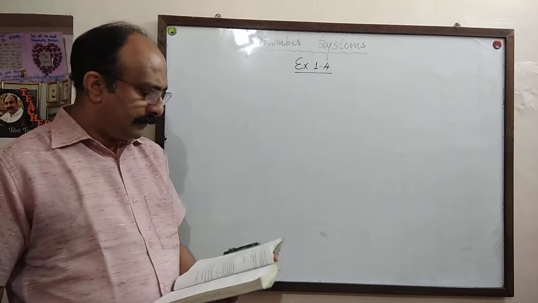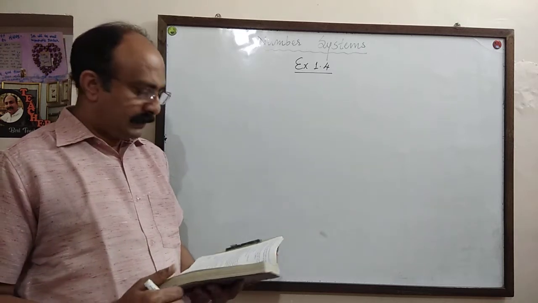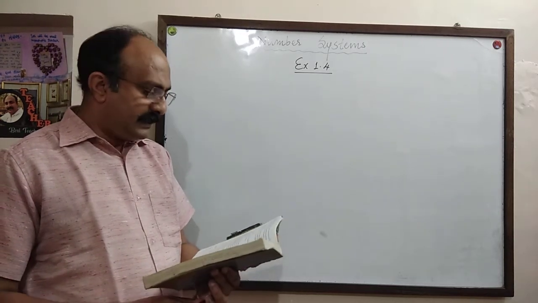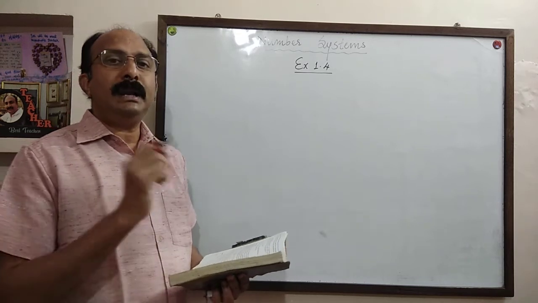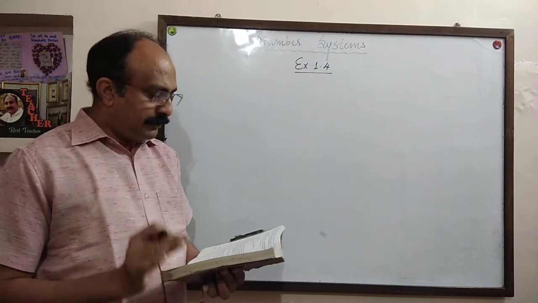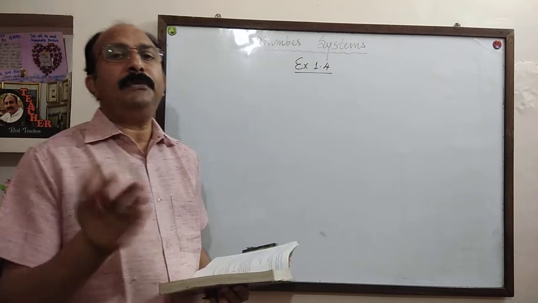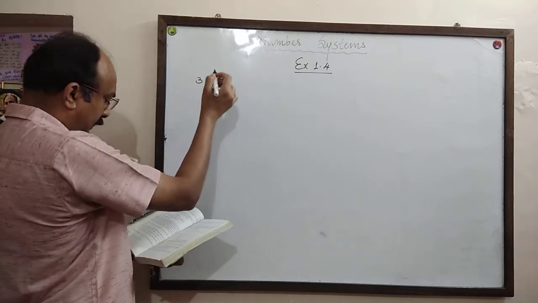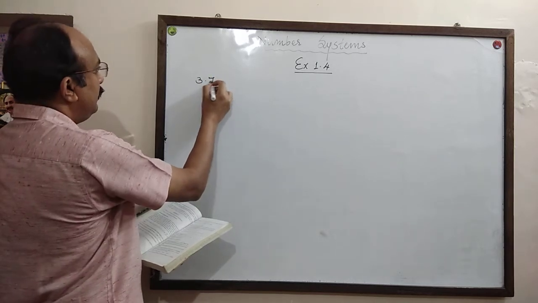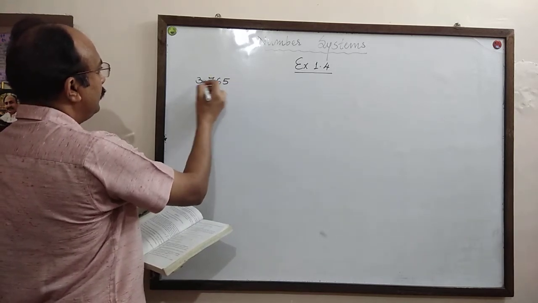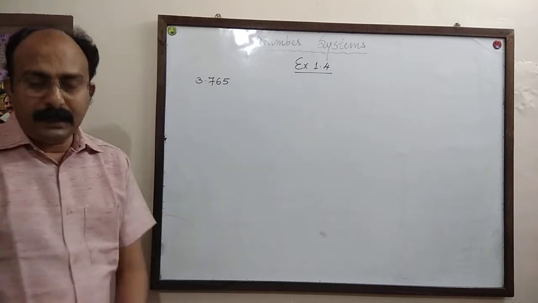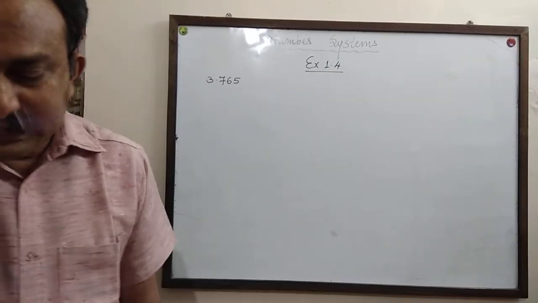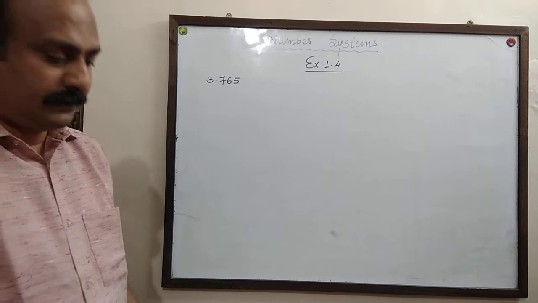Question number 1. Visualize 3.765 on the number line using successive magnification.